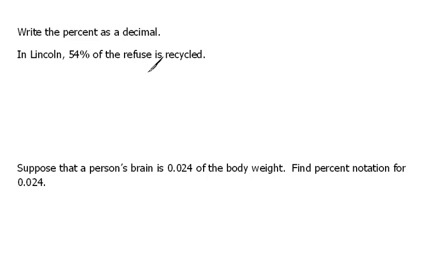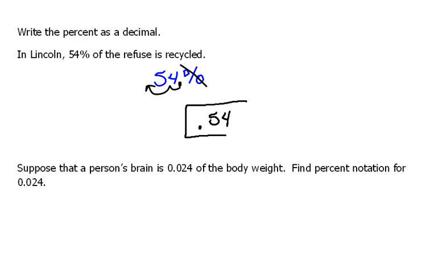So here we have 54%, and we're supposed to write this as a decimal, which means we're going to be getting rid of the percent sign. So in order to do that, we have to move our decimal away from the percent sign. Since it's naturally here after the 54, or after the 4, I guess I should say, we're going to move 2 places to the left, which is going to give us 0.54 as our decimal equivalent of 54%.